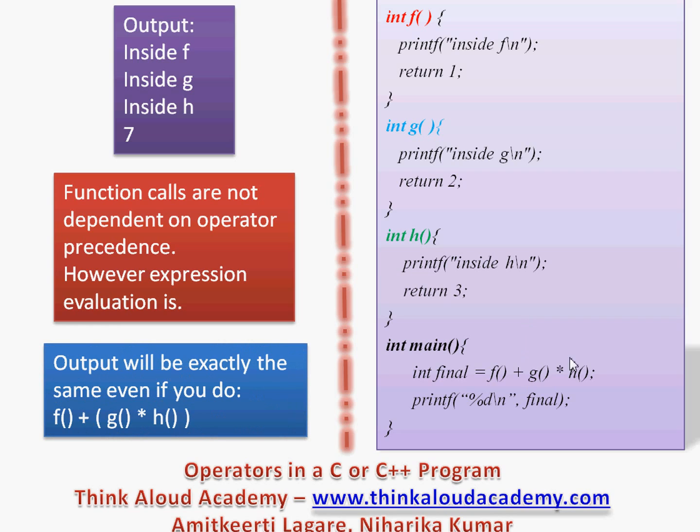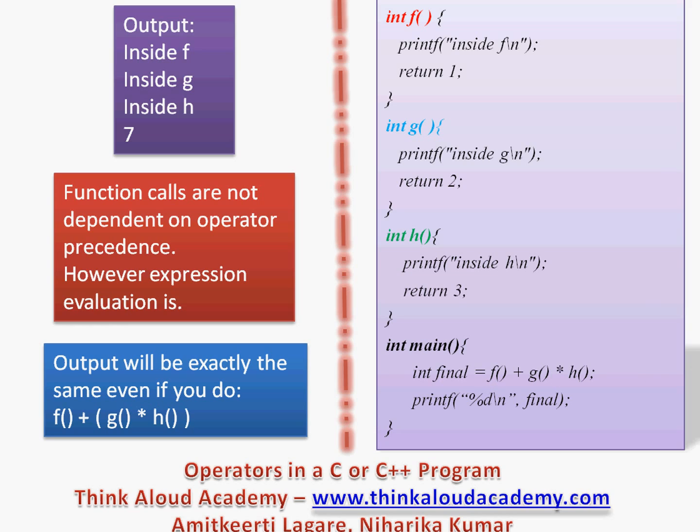Would this change if I add a bracket between G and H? A bracket has the highest priority, so if I add a bracket around G and H, will G be called first, then H? In fact, no. It would still evaluate by calling F first, then G, then H, but it would multiply the outputs of G and H and then add the output of F.